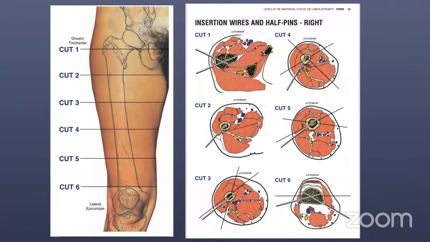And the thigh can be divided into these 7 levels by the help of the 6 cuts. And we can see here that the lateral surface of the femur is devoid of any neurovascular structure, and it can be considered safe for wire and pin placement throughout its length.